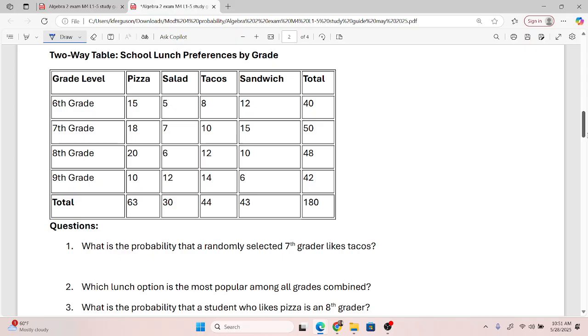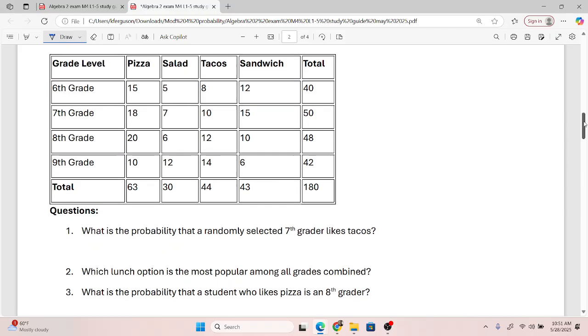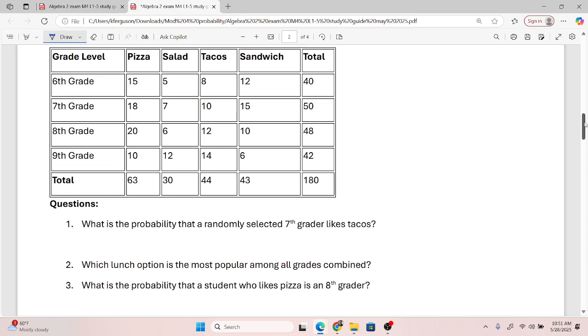Okay, so we got a two-way chart now. Yay, two-way chart. So we got several questions that are coming from the information in this two-way chart. So you're gonna have questions, and the thing is to kind of feel out after reading the question what you need and what you're looking for. So, what is the probability that a randomly selected seventh grader likes tacos? The thing that we're picking from is the seventh graders, right? So I need to look at the total number of seventh graders. So that's 50.